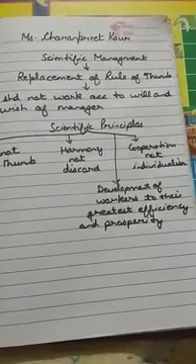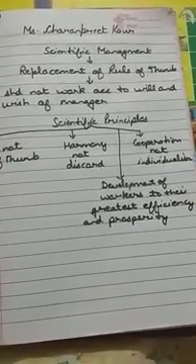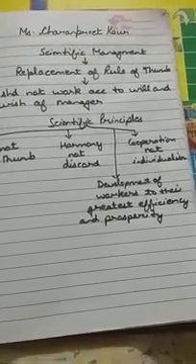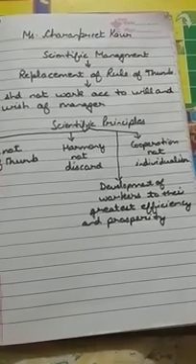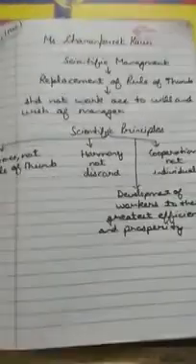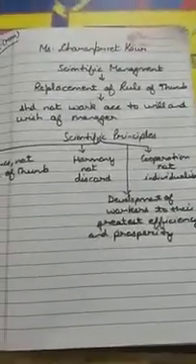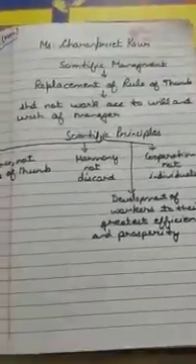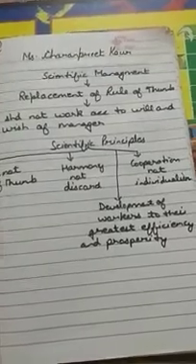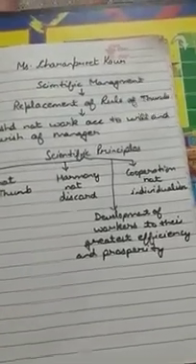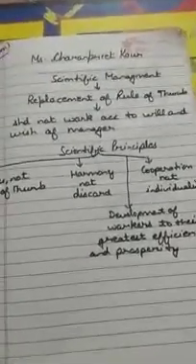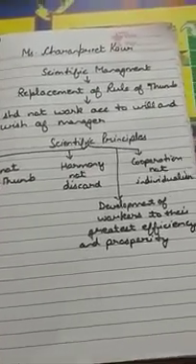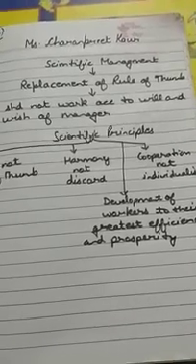There are 4 scientific principles of management which were given by F.W. Taylor. The 14 principles were given by Henry Fayol, and these 4 principles of scientific management are given by F.W. Taylor. First I want to tell you briefly what we mean by the term scientific principles.